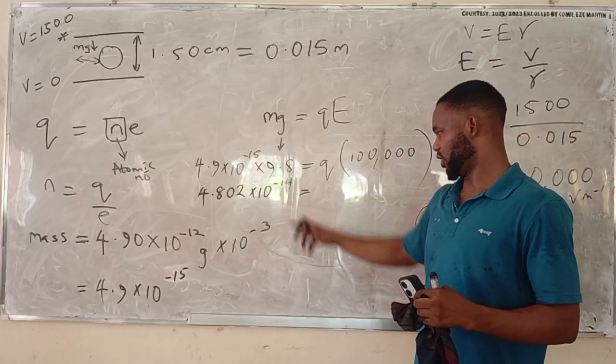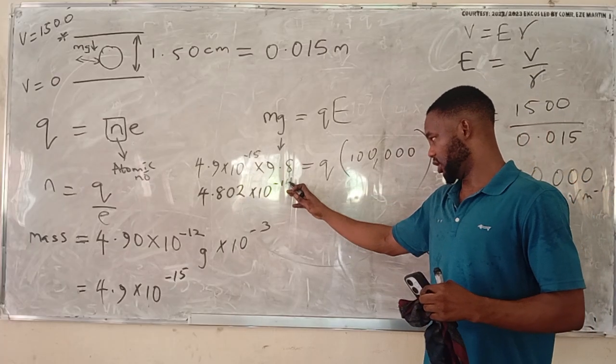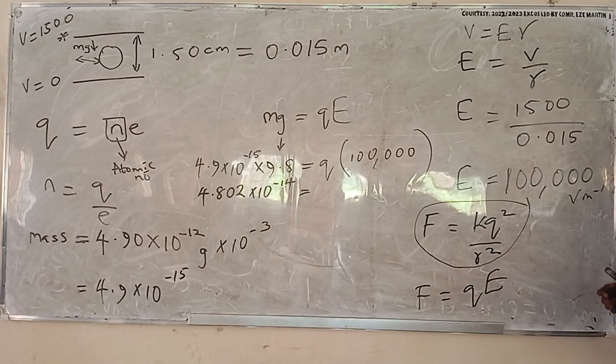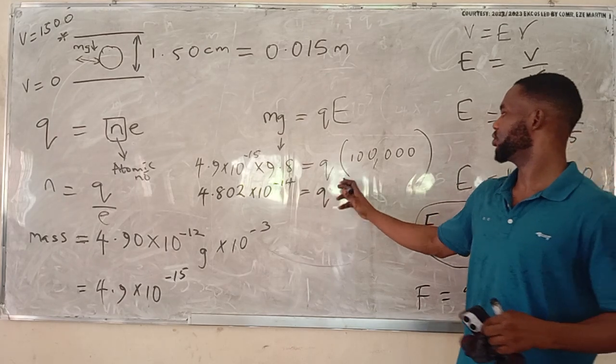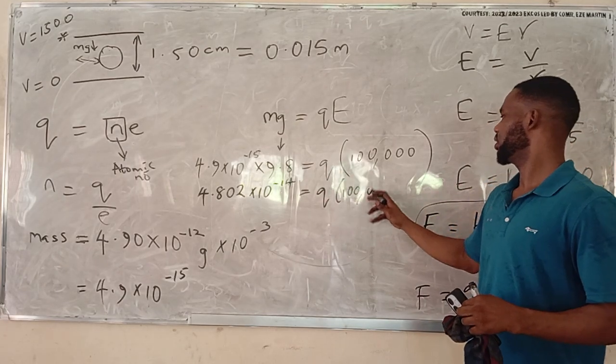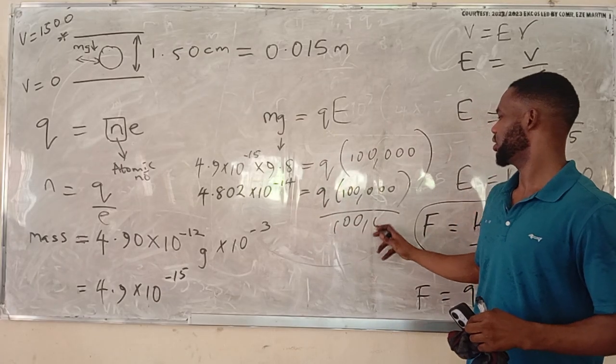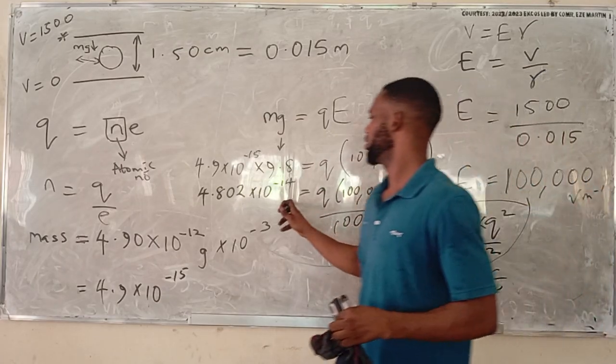Okay. So please, I converted mine to kilogram because that's the SI unit. I can't be using meter and using gram. Okay, so I now have Q equals 100,000. So I'll divide both sides by 100,000.